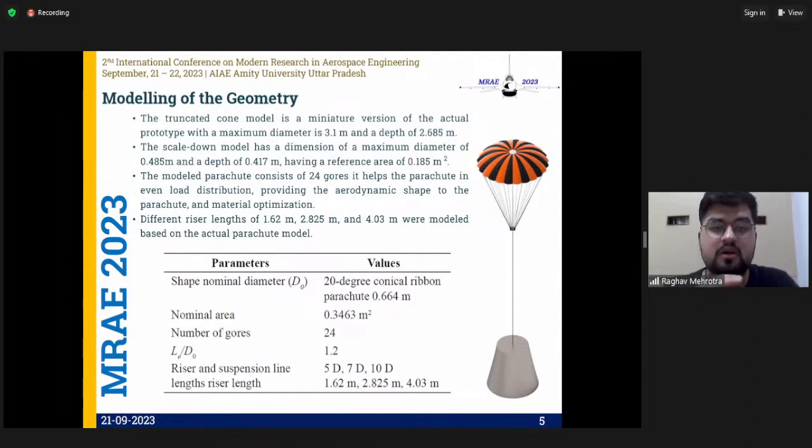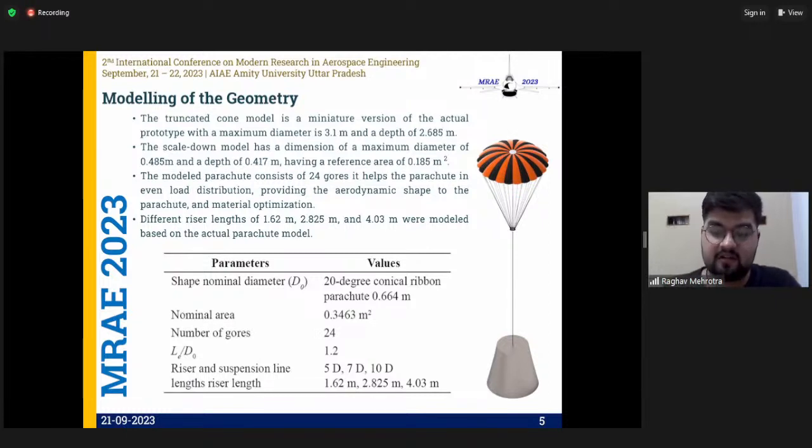This was pretty straightforward. We have scaled down the model, and you can see the dimensions here. 0.485 meter was the maximum diameter of the forebody, which we have taken from the model which DRDO has already done in the wind tunnel test.